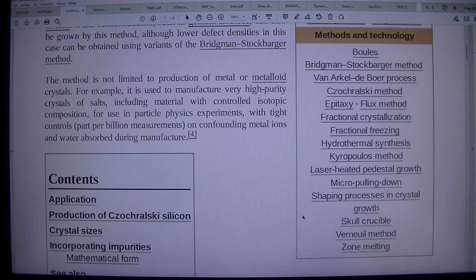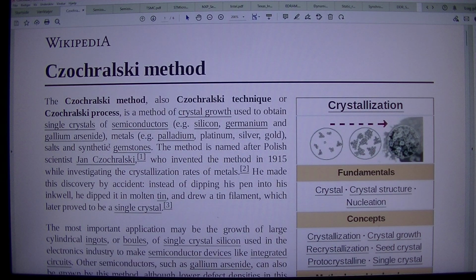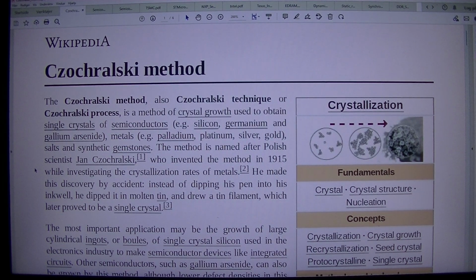Verneuil method. Zone melting. The Czochralski method, also Czochralski technique or Czochralski process, is a method of crystal growth used to obtain single crystals of semiconductors, for example silicon, germanium and gallium arsenide, metals, for example palladium, platinum, silver, gold, salts and synthetic gemstones. The method is named after Polish scientist Jan Czochralski, who invented the method in 1915 while investigating the crystallization rates of metals. He made this discovery by accident. Instead of dipping his pen into his ink well, he dipped it in molten tin, and drew a tin filament, which later proved to be a single crystal.